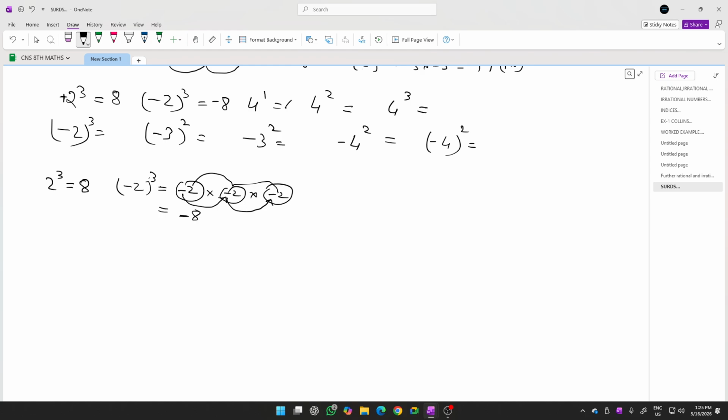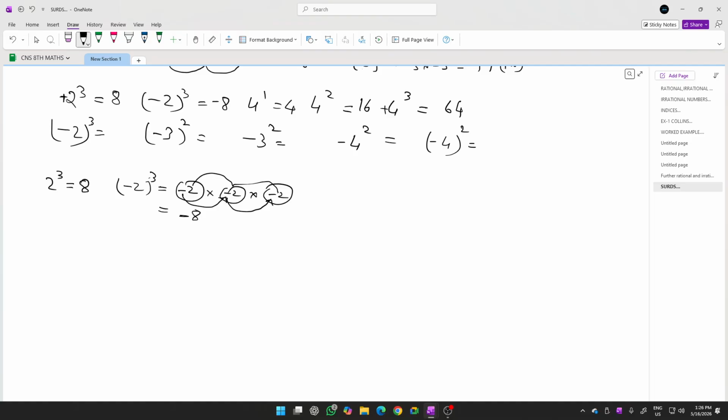4 raised to 1 will be just 4. 4 raised to 2 will be how much? It will be 4 squared, so 4 into 4, 16. 4 raised to 3 will be how much? This is plus 4, so plus 4 multiplied 3 times. 4 into 4 is 16, 16 into 4 is 64. So this is 64.